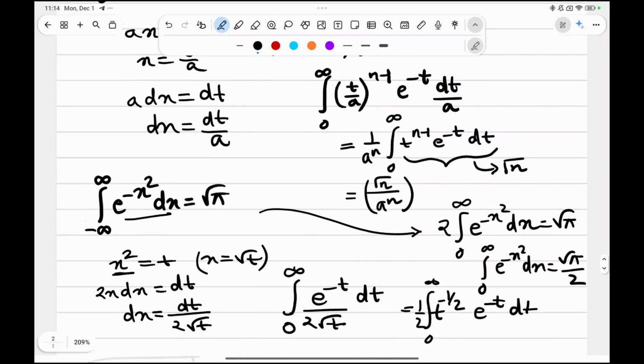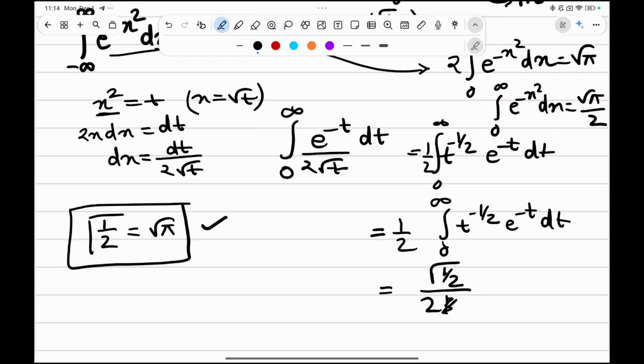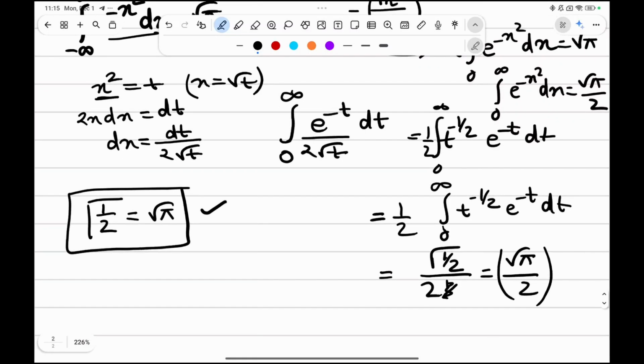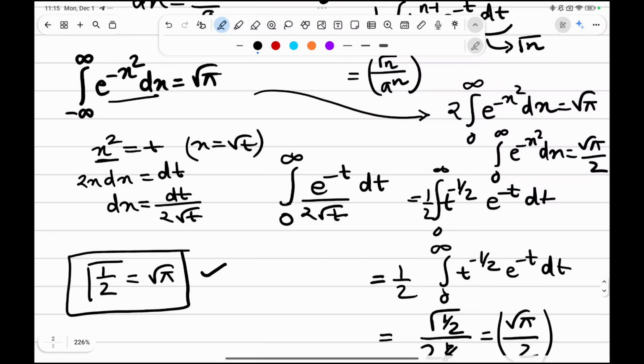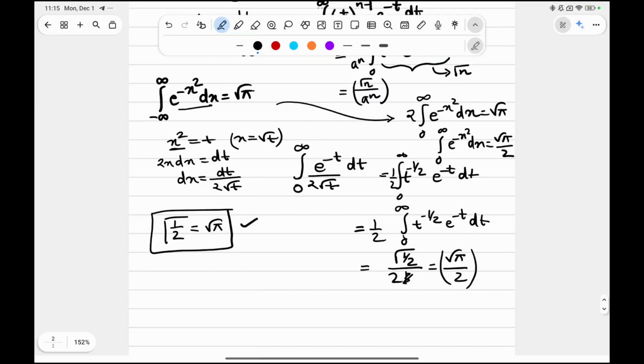Here it's 1 by 2 into the integral from 0 to infinity of t to the power minus 1 by 2, e to the power minus t dt. So this gives us gamma of 1 by 2, by 2. So this is root pi by 2. We simply got this. We just proved the Gaussian integral using the gamma function. So the gamma function helps us minimize the length and the time of solving the problem.